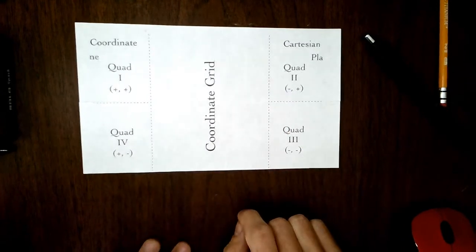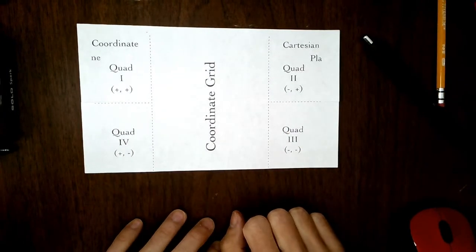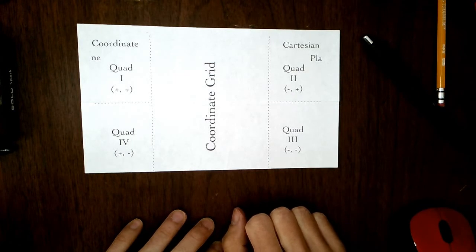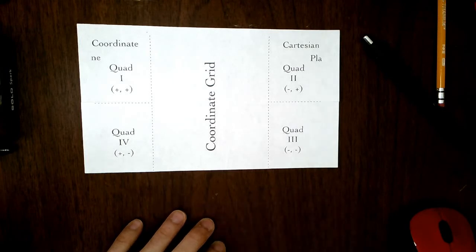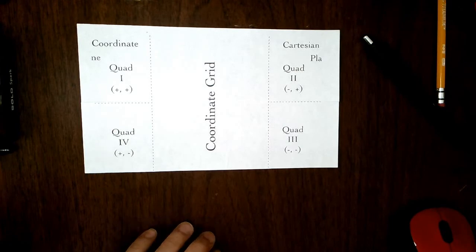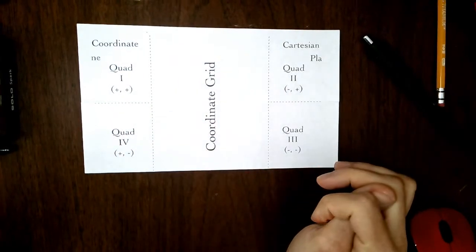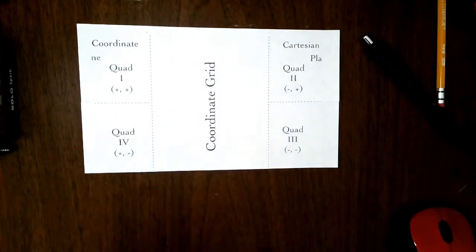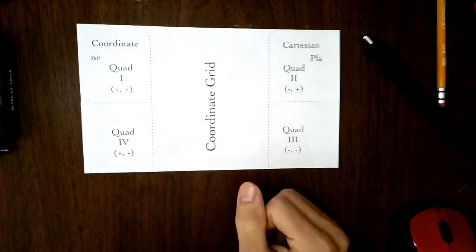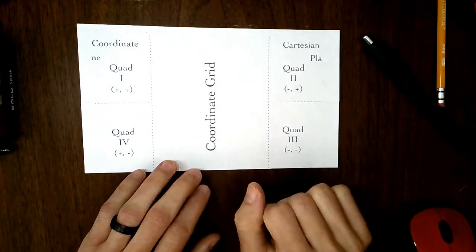So here's our coordinate grid. Does anyone remember why we also call it the Cartesian plane? Because I said it. That's true. His name was Descartes, right? He was that philosopher that said, "I think, therefore I am," which is terrible philosophy, in my opinion. But that's Western philosophy for you.